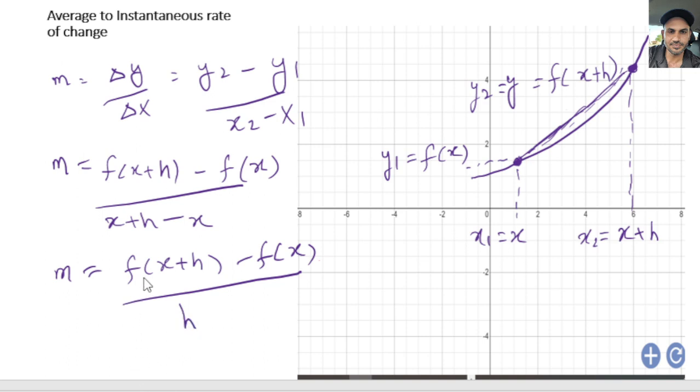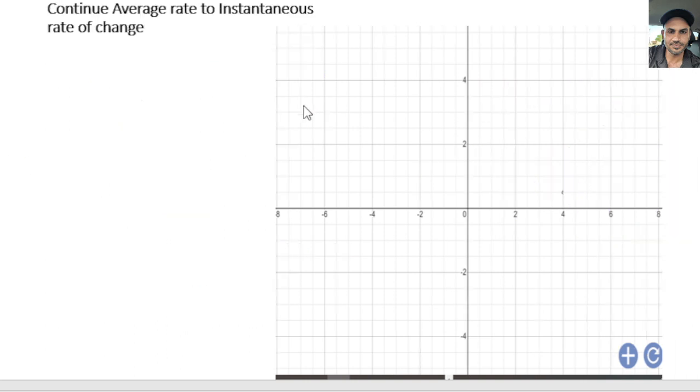So this was the average rate of change over the interval right here. This is the interval, and this is the length of the interval, which is h units. The average rate of change is when you connect the endpoints of the interval with a linear line, and the slope of this line represents the average rate of change over this interval for this particular graph. Now, how do we go from this average rate of change to instantaneous rate of change?